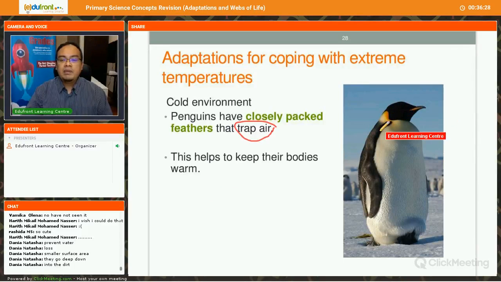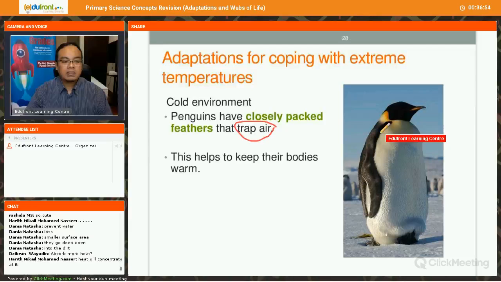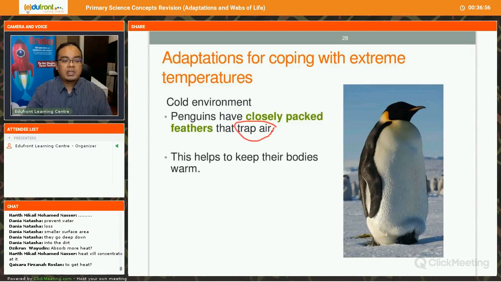And you notice the behind part of the penguin is black and the front part is white. And do you know that penguins tend to face their back towards the sun? Anyone knows why? Absorb more heat. Very good.